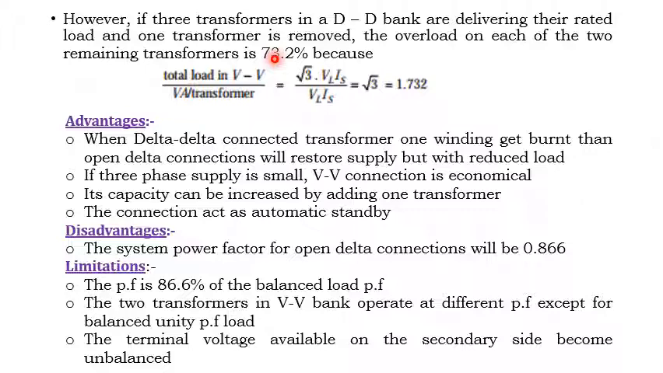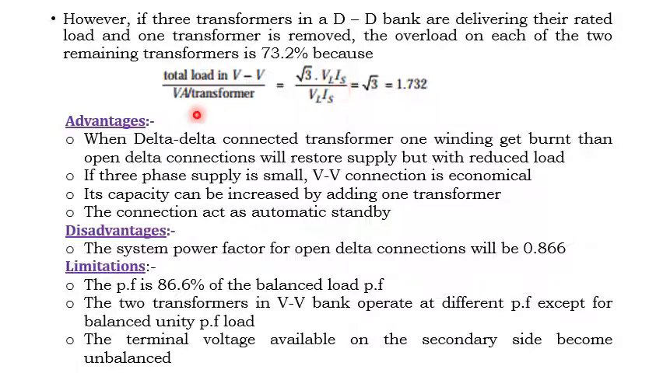So this is what overloading. If your transformer, that is open delta transformer, is overloaded, then what about the remaining two transformers? What ratio is it overloaded? So that is 73.2%. How are these calculated? By this ratio, that is total load in V to V. How can you calculate the total load? That is V to V connection, that is root 3 VL into IS.